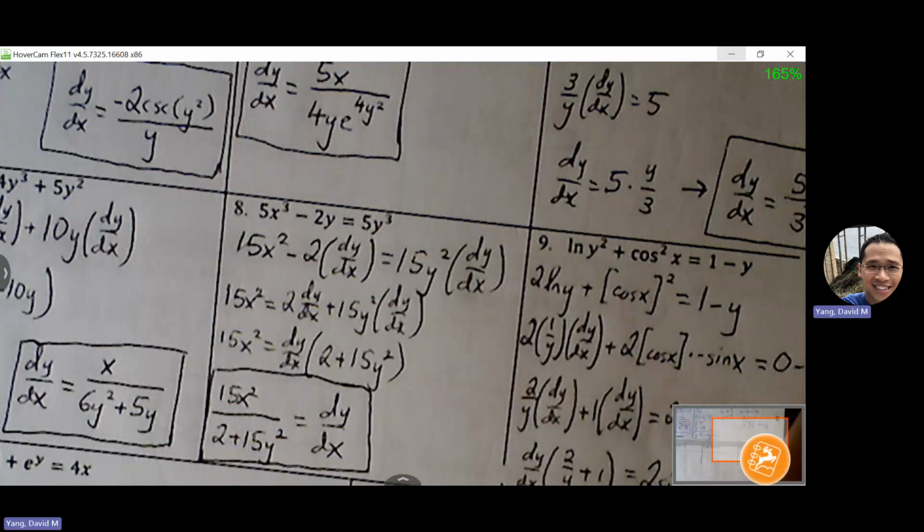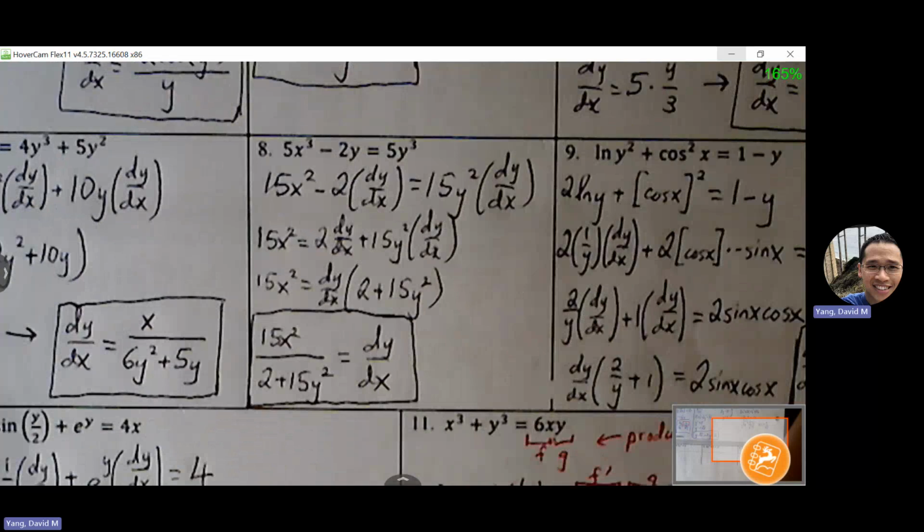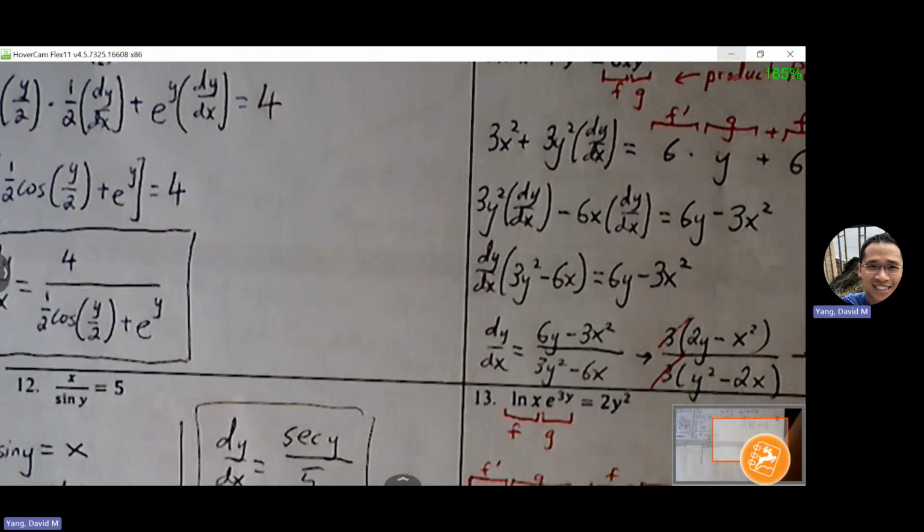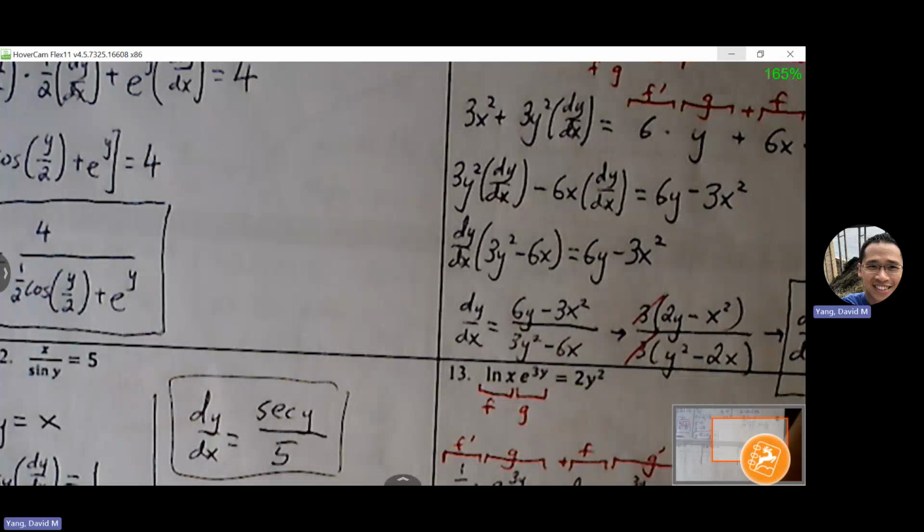Number 12, but for number 12, can you multiply both sides by sine to make the problem easier? Yeah, you can. Yeah, that's what I did. I did a cross product and then I solved for the dy/dx. Okay. Yeah, get that fraction out of the way.